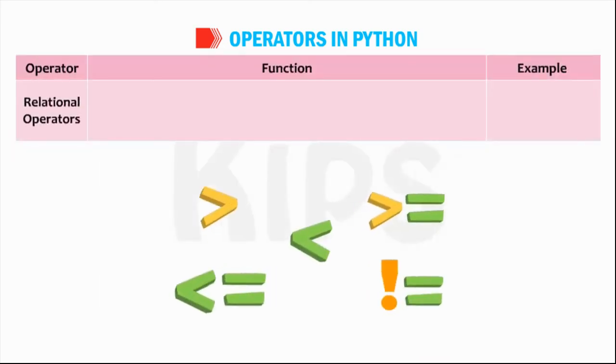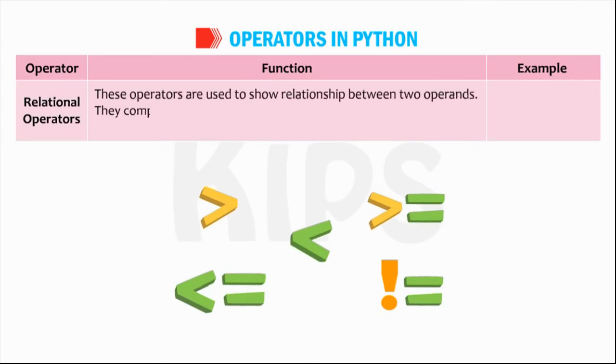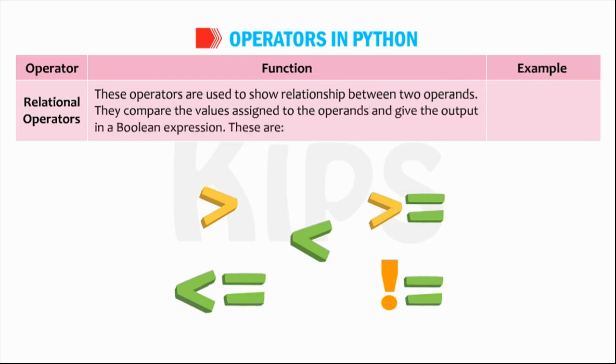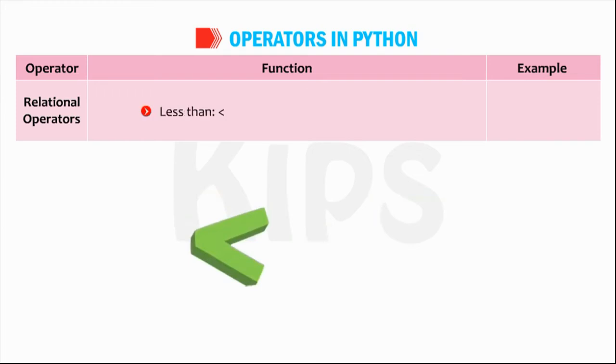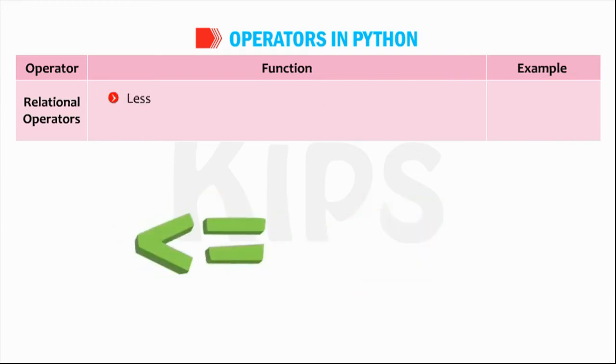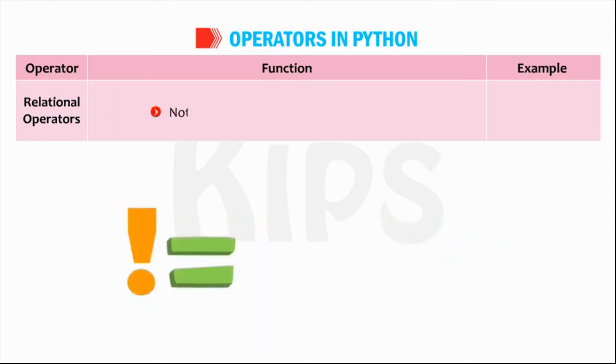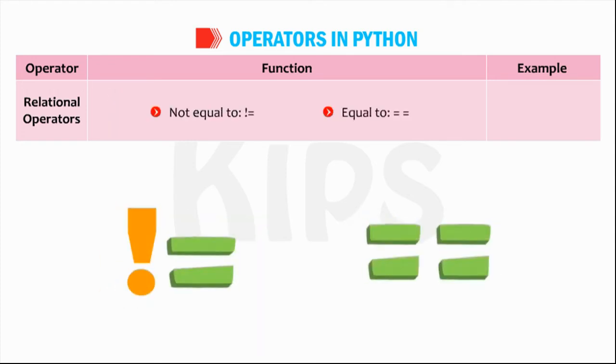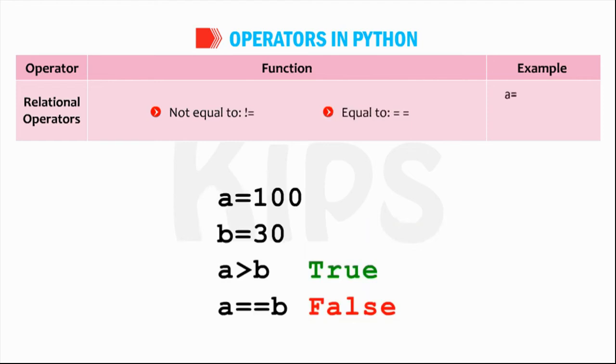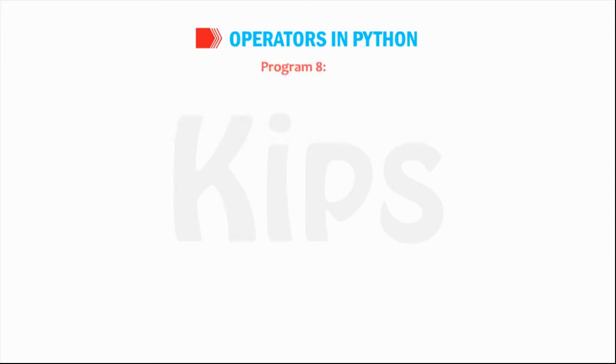Operator: relational operators. These operators are used to show the relationship between two operands. They compare the values assigned to the operands and give the output as a Boolean expression. These are less than, greater than, less than or equal to, greater than or equal to, not equal to, and equal to. Example, A equals 100, B equals 30. A is greater than B: True. A is equal to B: False. Program.